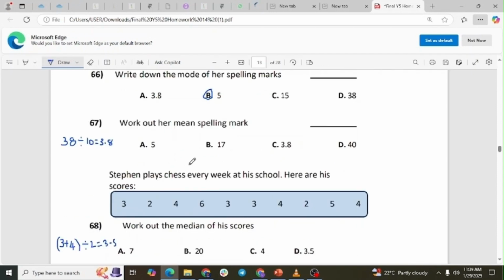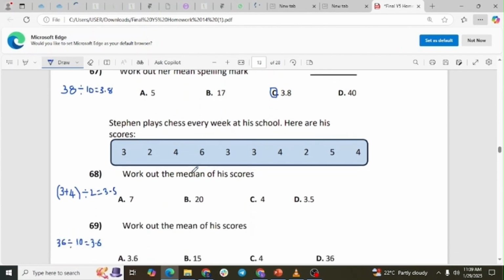Question 67. Work out her mean spelling mark. Correct answer C, 3.8. Explanation. To calculate the mean, add all the scores. 4 plus 5 plus 5 plus 5 plus 4 plus 3 plus 2 plus 1 plus 4 plus 5 equals 38. Divide by the number of scores, 38 divided by 10 equals 3.8.